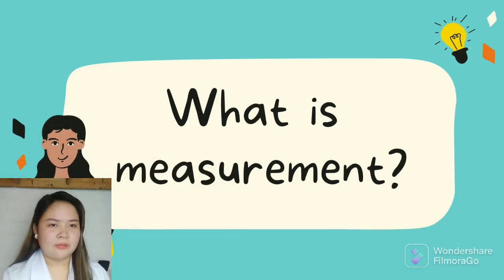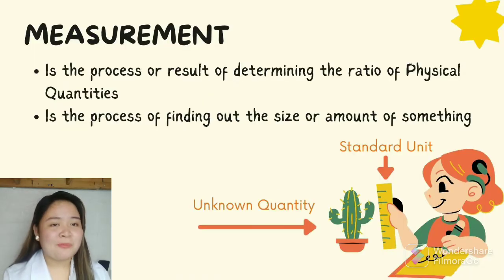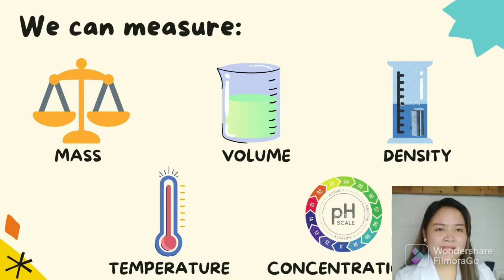What does measurement mean? Do you have any idea, class? Very good. Measurement is the process or result of determining the ratio of physical quantities. It is also the process of finding out the size or the amount of something. In here, we tend to compare an unknown quantity to a standard unit. Measurements are used to find out the mass, volume, density, temperature, and concentration of something.